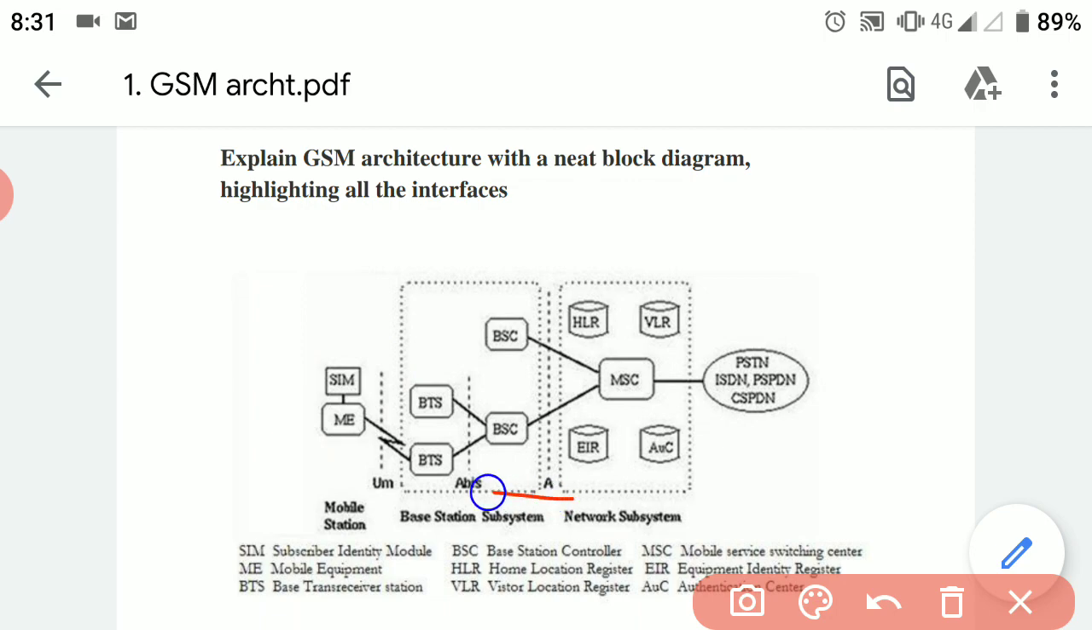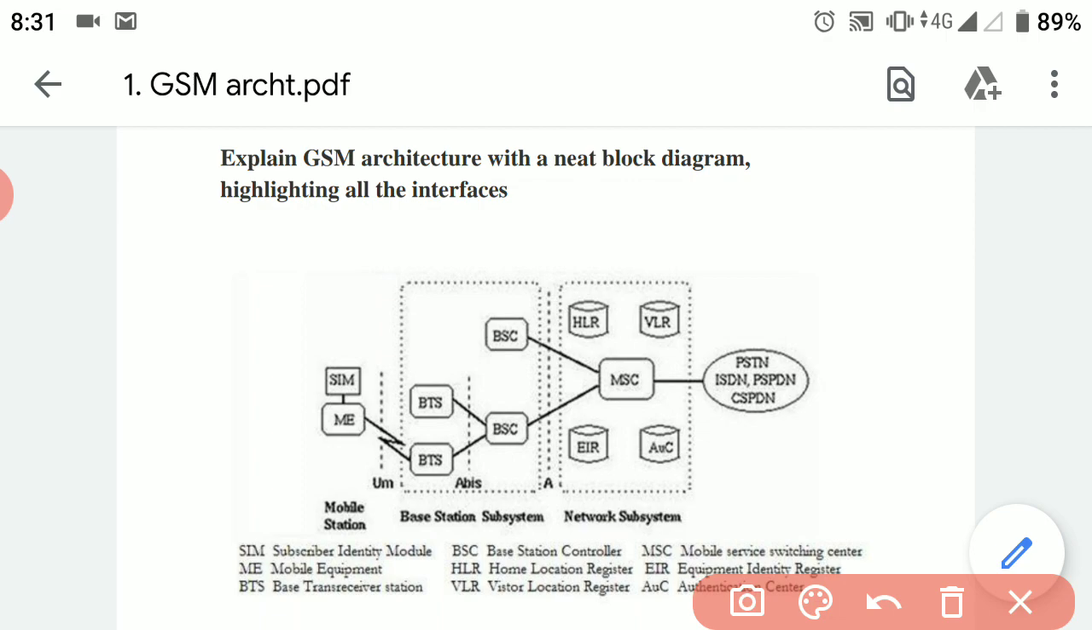In base station subsystem, we have following components. The first one is BTS, that is base transceiver station. It is actually the tower unit which we installed at different locations.